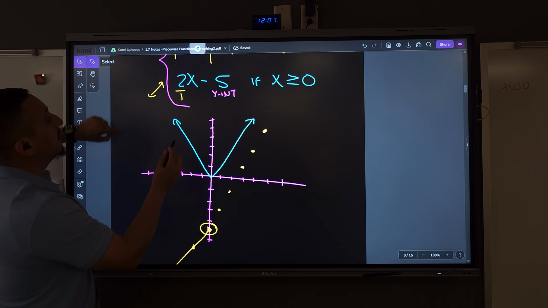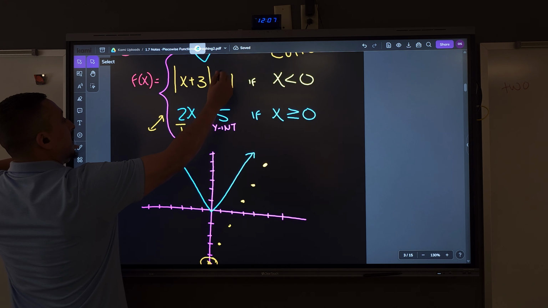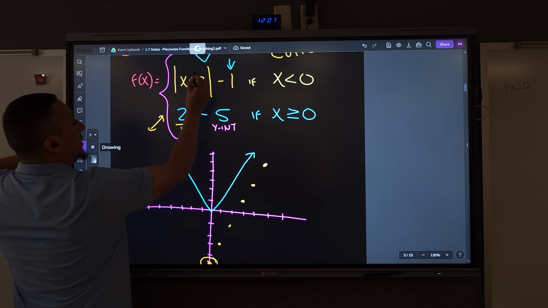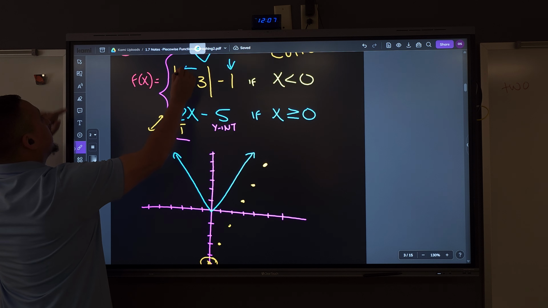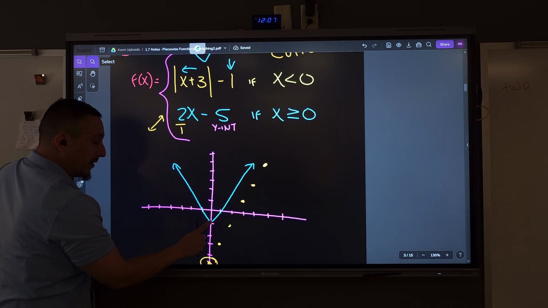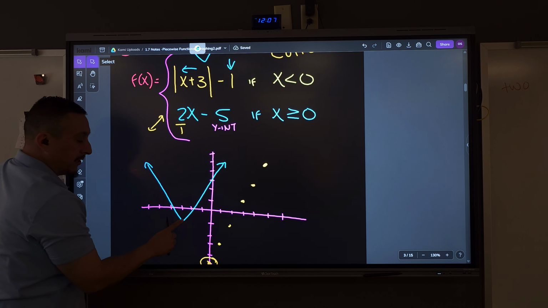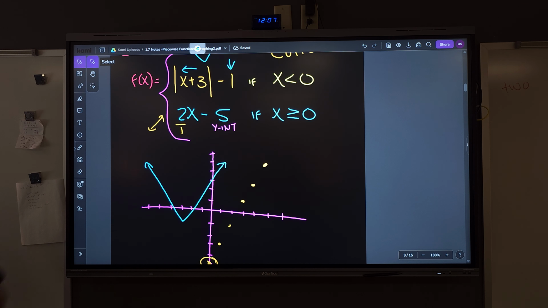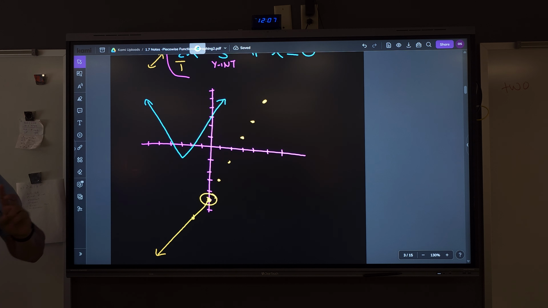How do we move it? What does that do to it? Down 1. What does that do to it? Left 3. So I take this one and I go down 1, 1, 2, 3. You draw that one. Okay, that's the one. But sketch it real lightly because we haven't cut it yet. We gotta cut it. That's like the original one, but we need to cut it.